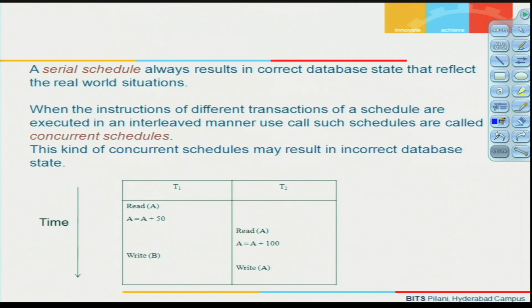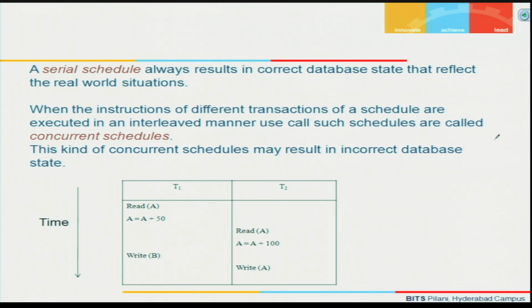A serial schedule always results in a correct database state that reflects the real world situation. That is the basic advantage of the serial schedule. That is, if you have a serial schedule, when I am executing transactions one after the other in their entirety, then what happens? It always results in a consistent database or correct database state that reflects the real world situation.